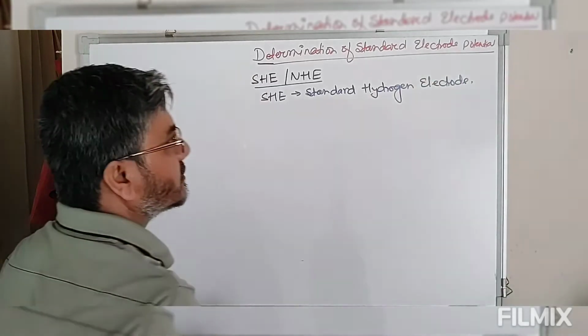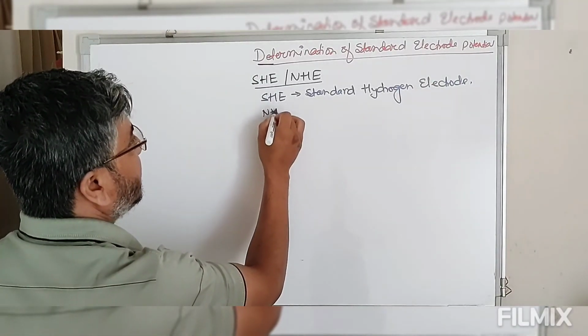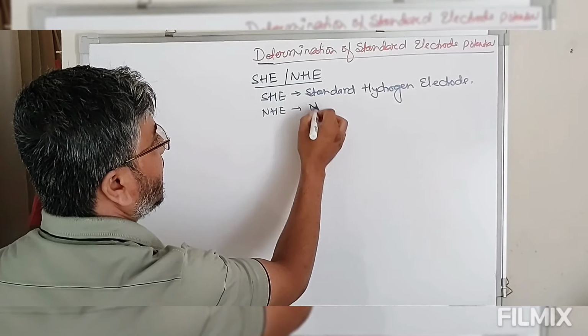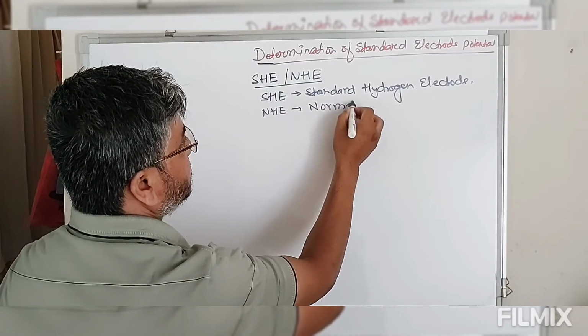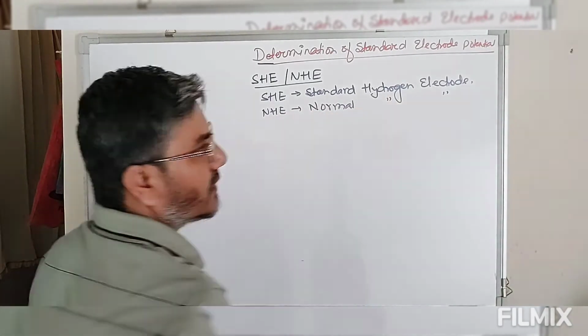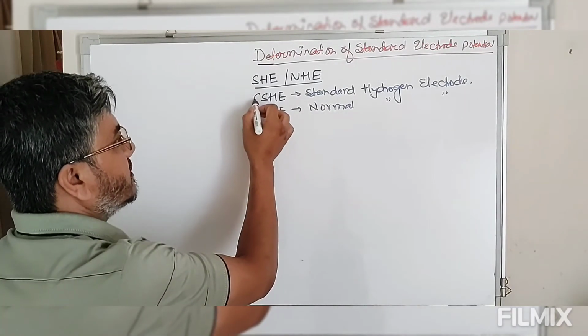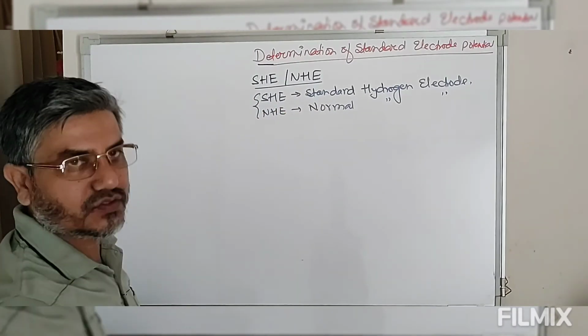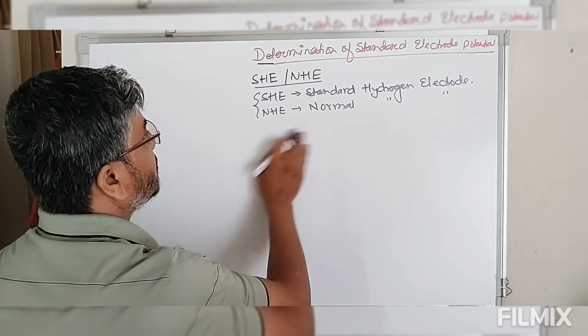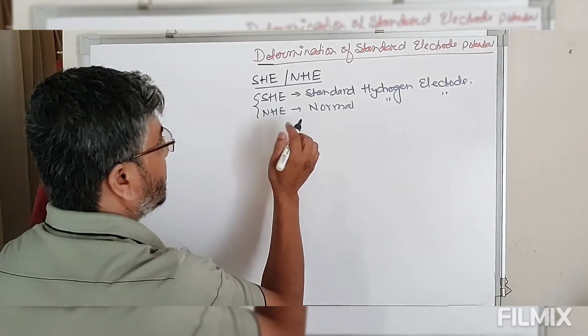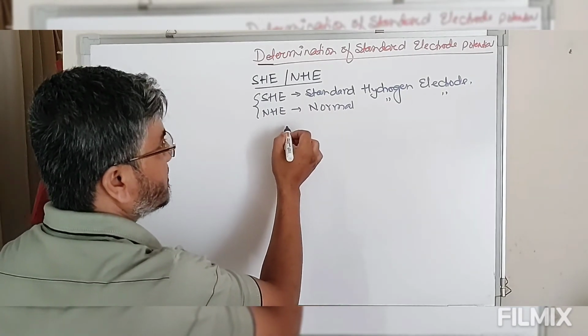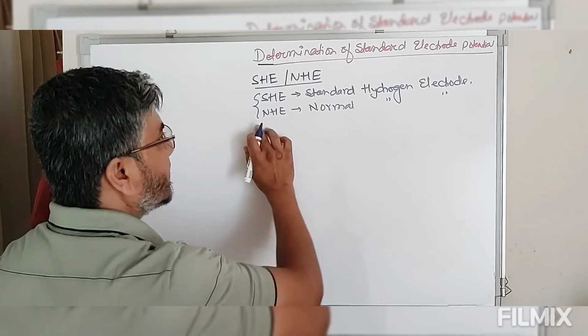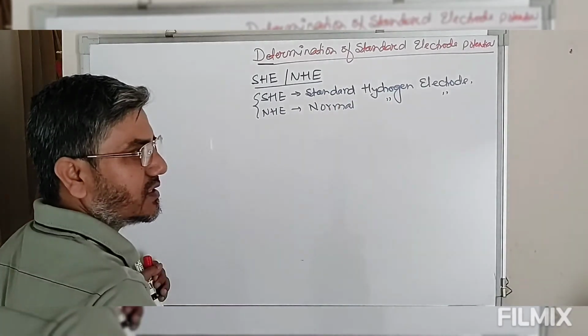Standard hydrogen electrode, or NHE, normal hydrogen electrode. So let's see what is a standard or normal hydrogen electrode. Hydrogen electrode means we have hydrogen gas. This can act as a cathode or this can act as an anode.